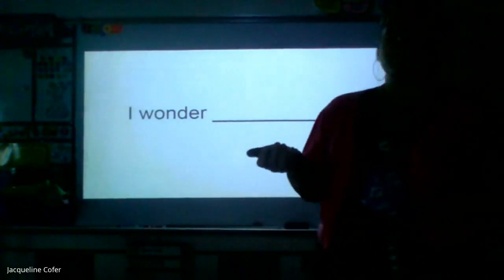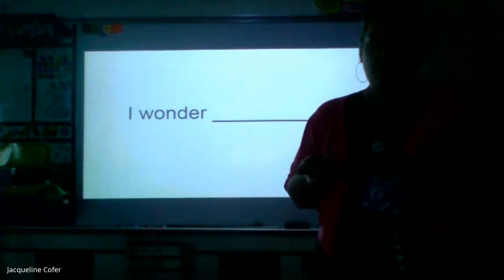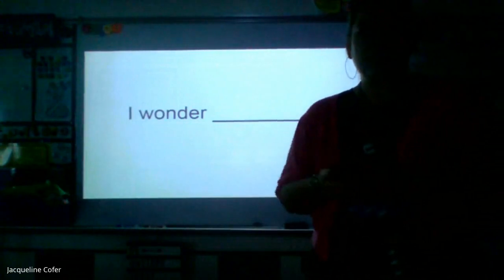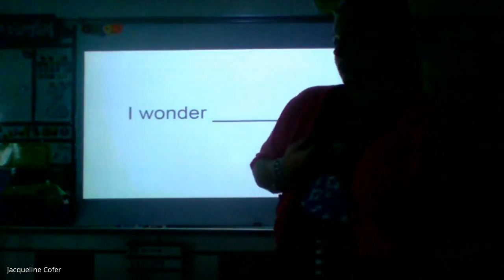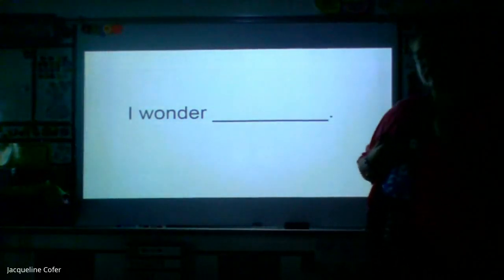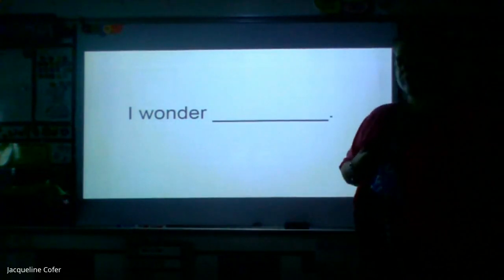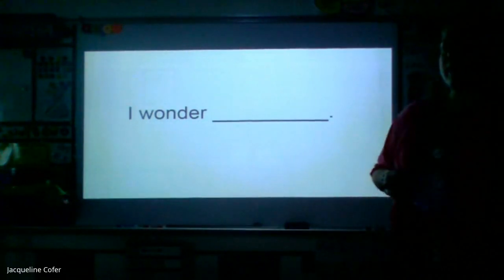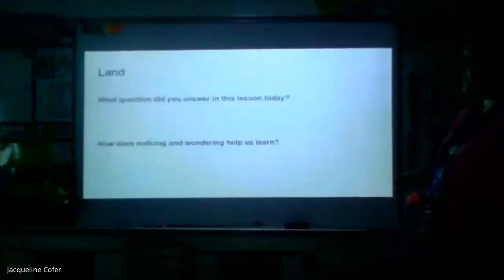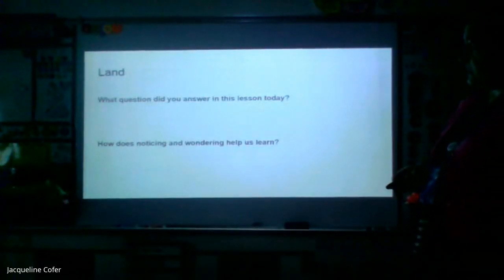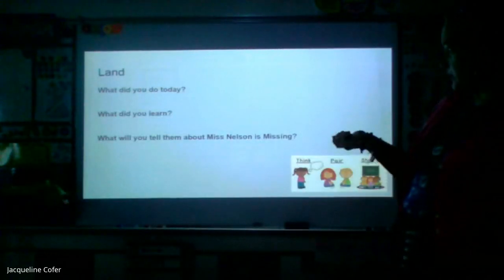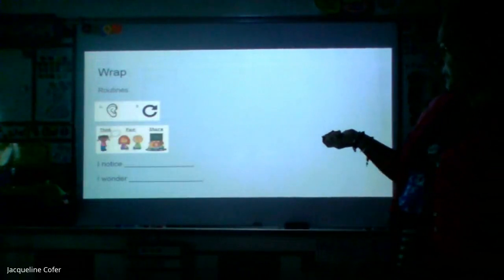Like yesterday, someone asked, I wonder why the shark had legs. In one of the pictures, the shark looked like he had legs, but I don't know that those were the shark's real legs. So that was a good wonder. We had to go back and look at that illustration. All right. So we're going to skip this part.